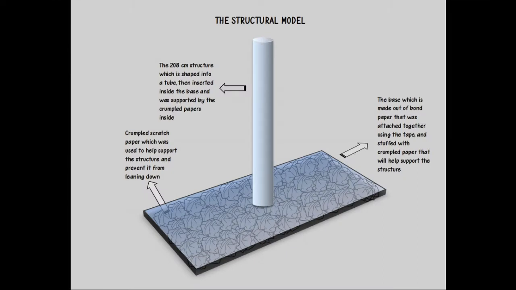As you can see in the illustration of the structural model, we have the base, which is made out of bond paper that was attached together using the tape and stuffed with crumpled paper that will help support the structure. The crumpled scratch paper was used to help support the structure and prevent it from leaning down. And the 208 centimeter structure, which is shaped into a tube, was then inserted inside the base and supported by the crumpled papers inside.